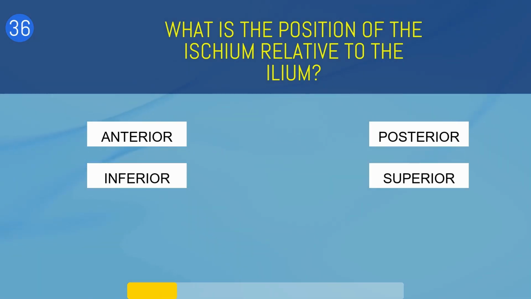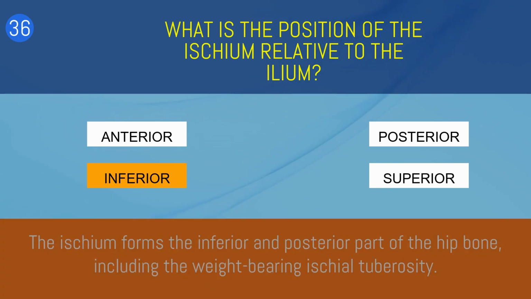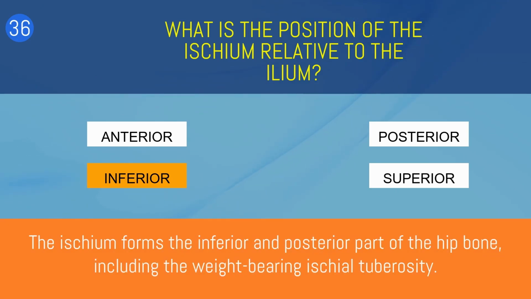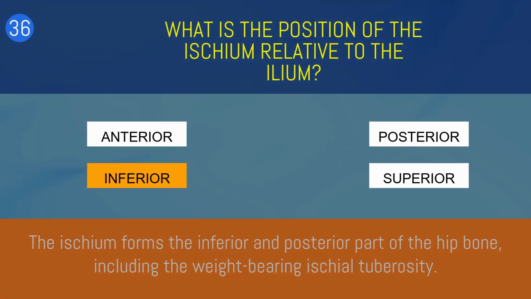What is the position of the ischium relative to the ilium? Anterior, inferior, posterior, or superior? Inferior. The ischium forms the inferior and posterior part of the hip bone, including the weight-bearing ischial tuberosity.